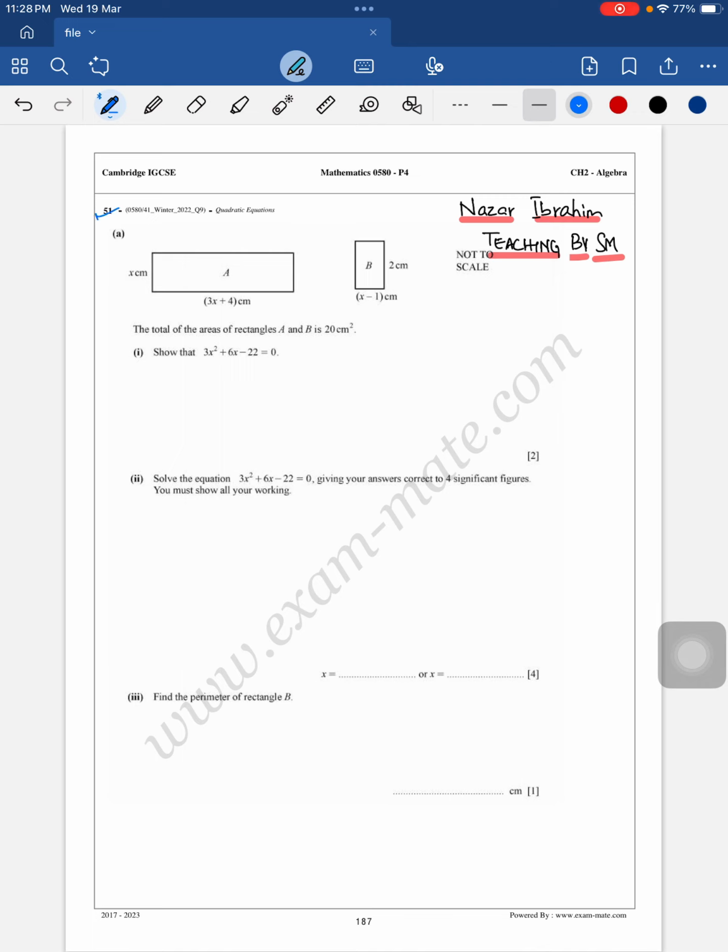Okay, starting from question number 51. The total area of rectangles A and B is 20 centimeters square. We have two rectangles and the total area is 20 centimeters square. Show that 3x square plus 6x minus 22 is equal to 0.